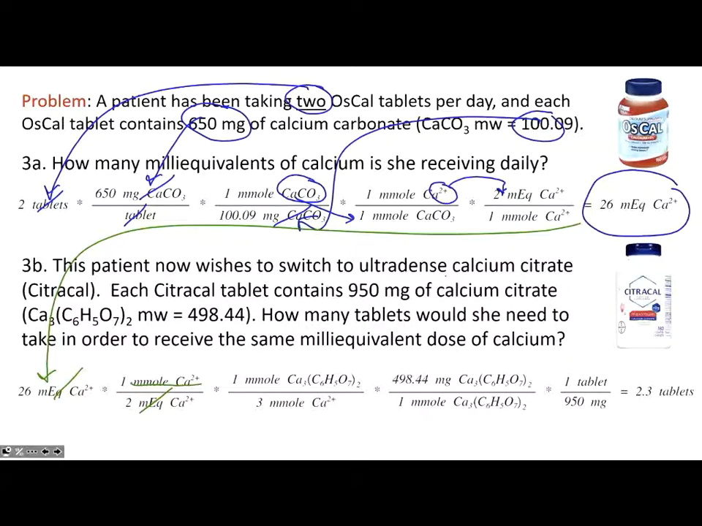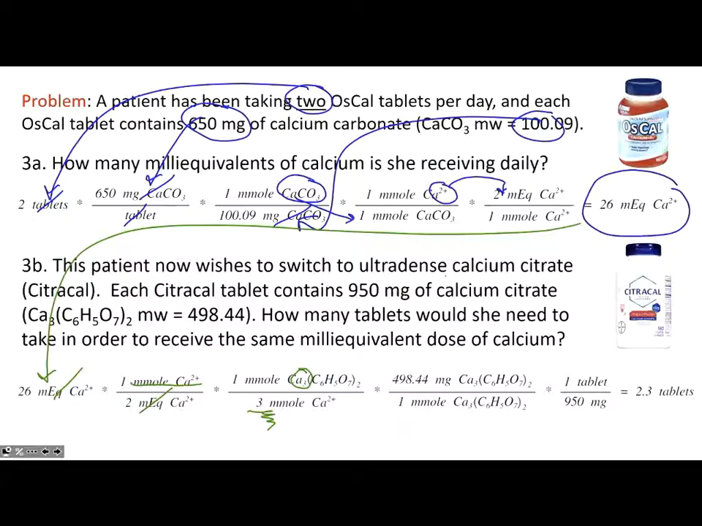We need to go from millimoles of calcium to millimoles of calcium citrate. How many calcium ions are there in 1 calcium citrate molecule? Look at the formula. There are 3. Do you see that big old 3 right there in the formula? So that's why there is a 3 down here. There are 3 molecules of calcium for every 1 molecule of calcium citrate.